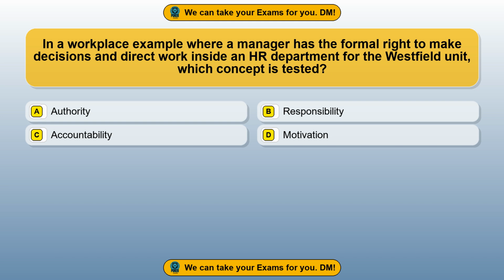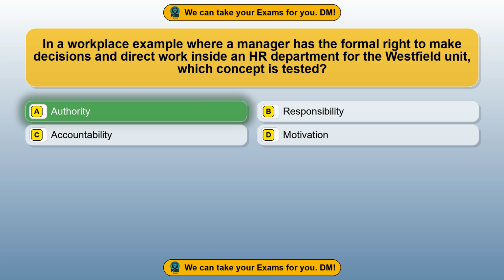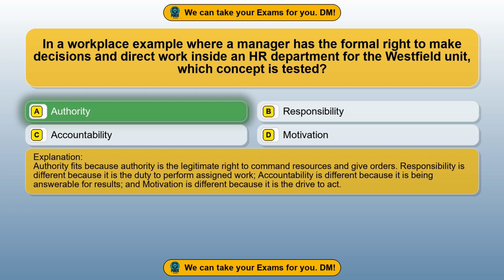Option A, authority. Option B, responsibility. Option C, accountability. Option D, motivation. The correct answer is option A, authority. Authority fits because authority is the legitimate right to command resources and give orders.